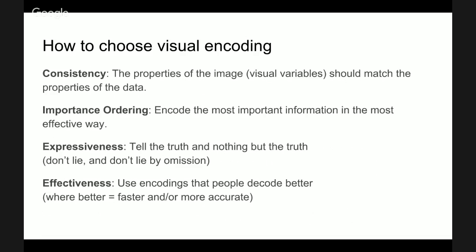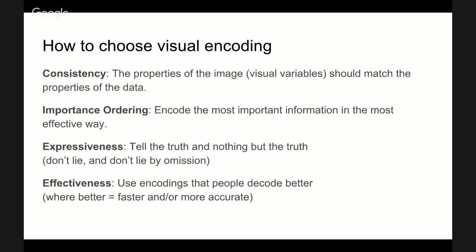The first one is consistency. Here we mean that the properties of the image, so the visual variables, the encoding that we chose, should really match the properties of the data. What does it mean? So think of, for example, a map. All right, think of geographic data where you have longitude and latitude. In many cases, it makes sense to just encode it actually as the x and y position in the visualization. And only if you have a very strong reason for not doing that, then you should use a different encoding. But yeah, try to match the visual encoding to the data.